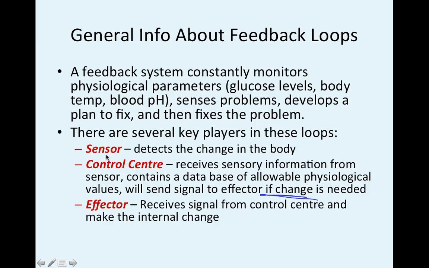Okay. We have sensors, and sensors are there to just detect the change in the body. That's their whole goal, to just detect the change in the body. Then we have a control center. And our control center is basically receiving sensory information from the sensor, contains a database of allowable physiological values. So basically, once it gets the sensory information, it has to decide, well, is this parameter out of whack?